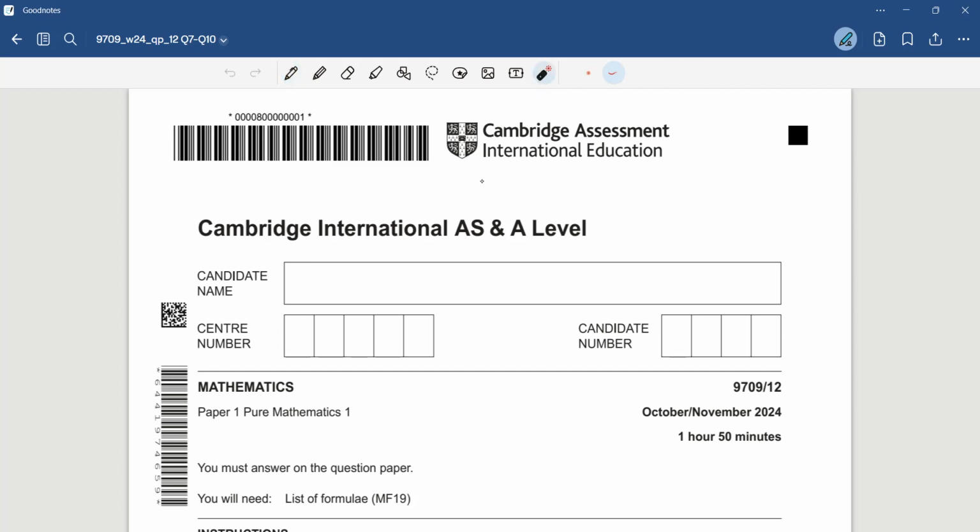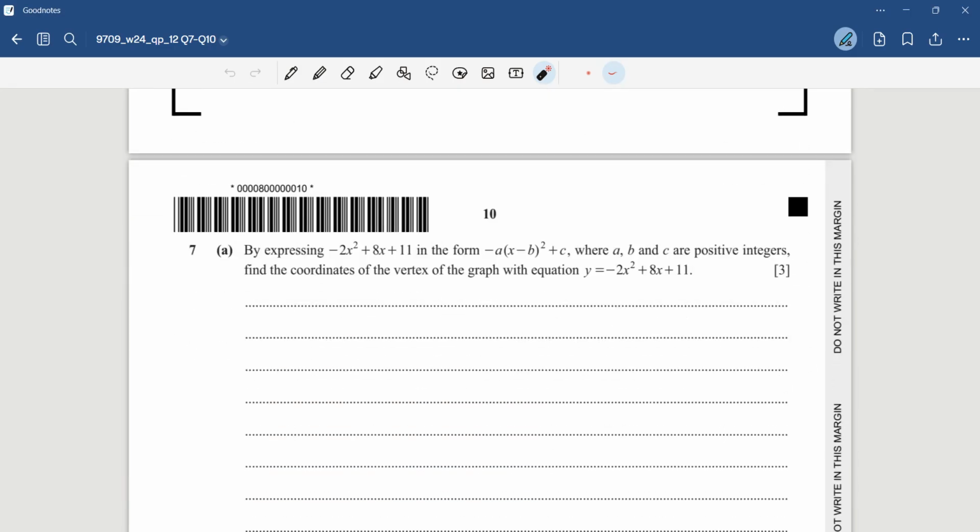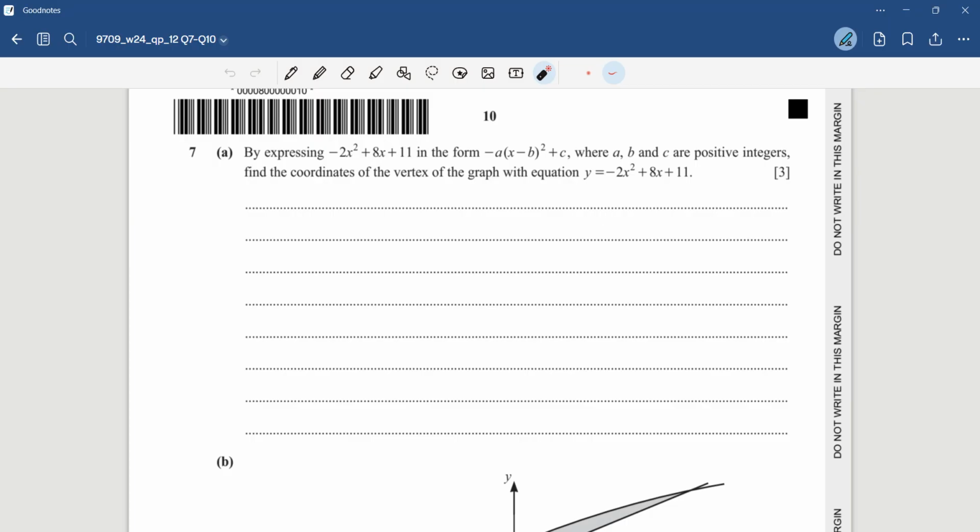Now we're going to look into Pure Maths 1, October/November 2024, Variant 2, question number 7 to question number 10. So let's begin. Question number 7. By expressing negative 2x squared plus 8x plus 11 in this form, so it's a vertex form, in order to convert into this form, we will use the completing the square method.